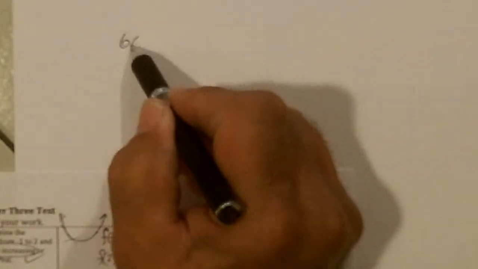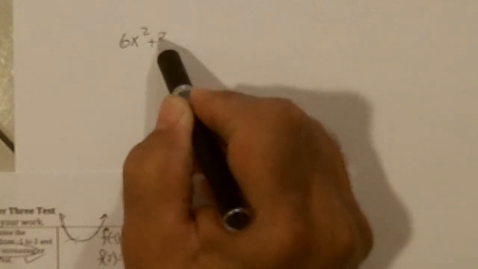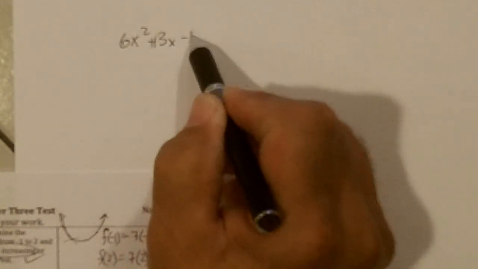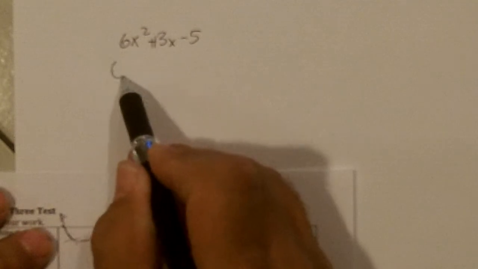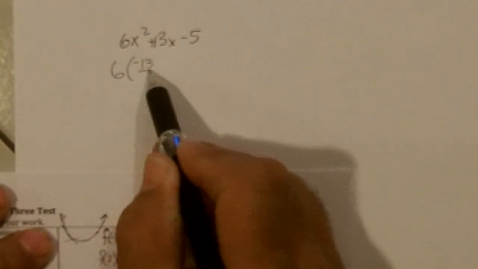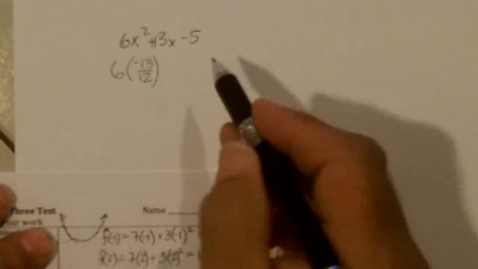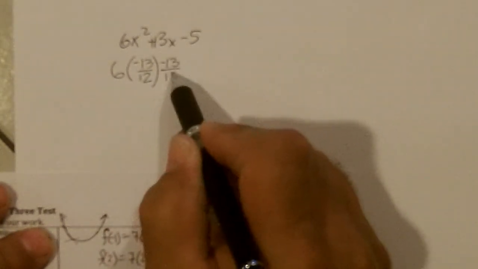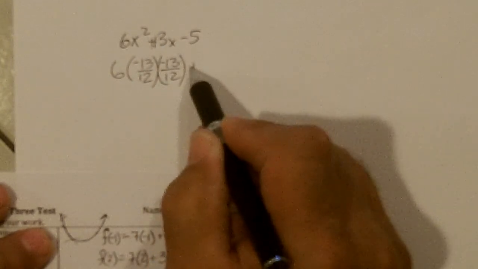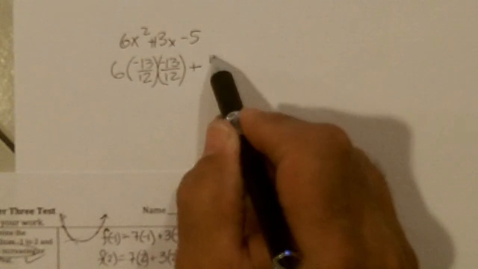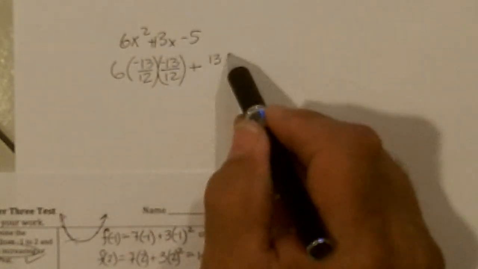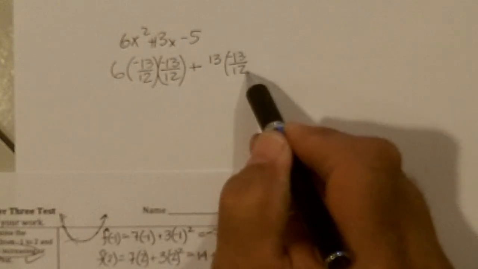So I'm going to go to a different page here, blank piece of paper, and write down we have 6x squared plus 13x minus 5, and we've got to put in negative 13 twelfths in for x. So we're going to have 6 times negative 13 over 12 squared, which means times negative 13 over 12 again, plus 13 times x, which is negative 13 over 12, minus 5.